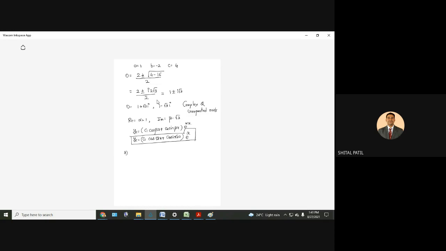D square minus 4y equal to 0. So the auxiliary equation is D square minus 4 equal to 0. D square equal to 4. So D equal to plus minus 2. D is minus 2 as well as plus 2. So what is y of c? C1 e raised to minus 2x.